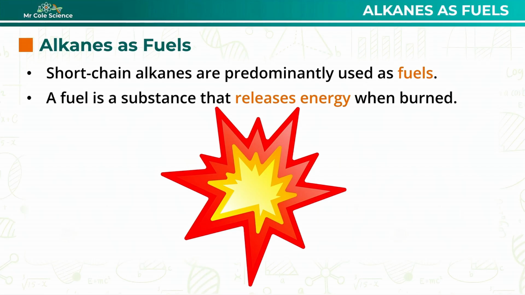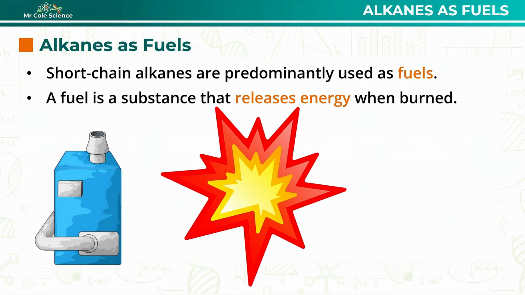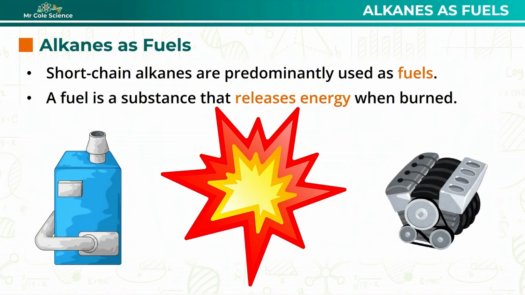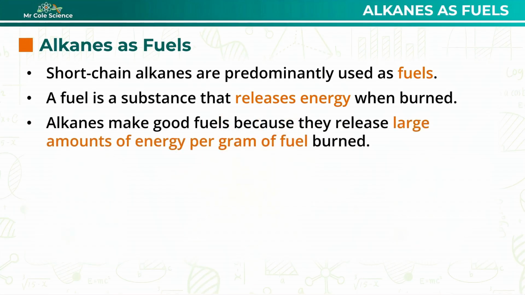For example, when we burn natural gas in a boiler, the energy released by the combustion reaction is transferred to the water, allowing us to heat our homes. When we burn petrol in an engine, the energy released is used to produce movement. Alkanes are particularly useful as fuels because they release large quantities of energy per gram of fuel burned. However, not all alkanes make equally useful fuels. Short-chain alkanes are generally preferred because they are more volatile, which means they evaporate more readily, allowing them to mix with oxygen and ignite more easily.